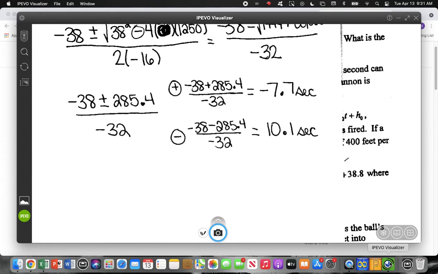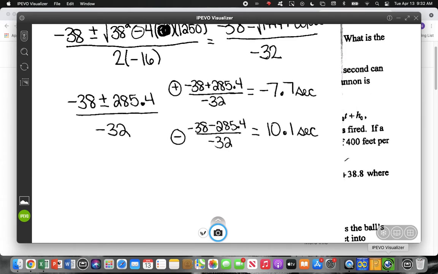So on this question, we have two answers here, but there's only one that makes sense. Which one do you think we should go with? We're talking about the amount of seconds it takes for something to start from the top of the building and drop down to the ground. Which answer makes more sense? You're going to say the positive answer. It's never going to take you a negative amount of time. So that is one thing that we want to look at.